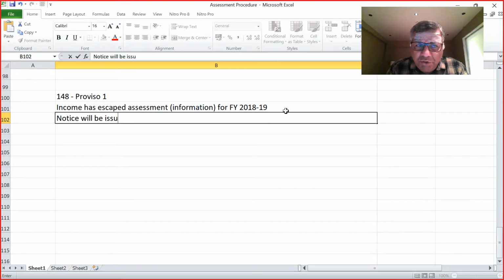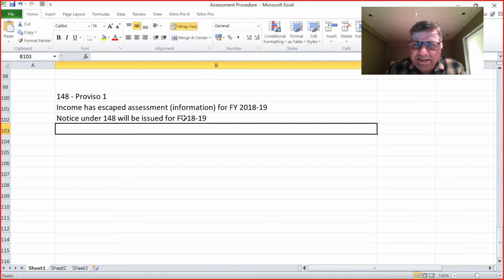Notice will be issued for which year? Friends, are you understanding? I got an information. My system raised a red flag saying that some information is available, which makes it clear that income has escaped assessment for the financial year 1819. Now I will issue notice under 148. Notice under 148 will be issued for which year?